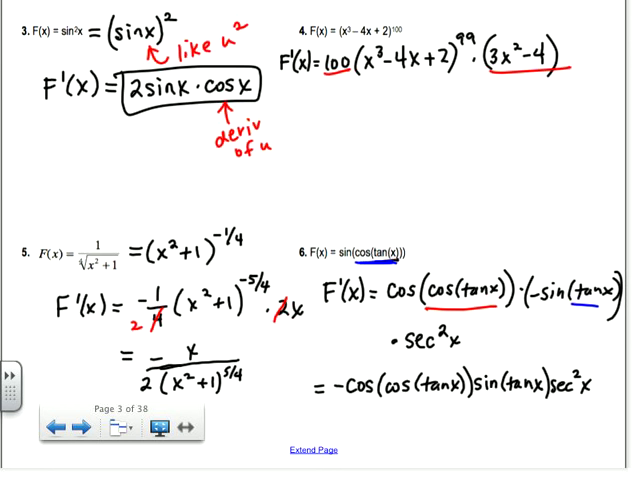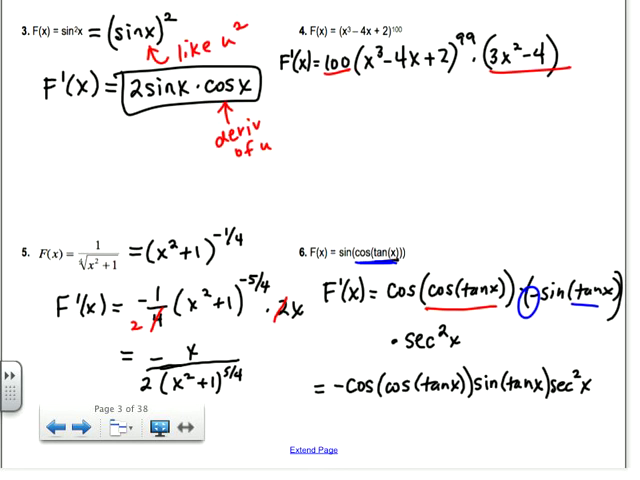How did I get negative? Just this negative that was here, I just pulled to the front. Just because you wouldn't write x squared times negative 5. You wouldn't leave it like that, right? You'd write negative 5x squared. So just move it around. Okay, what?